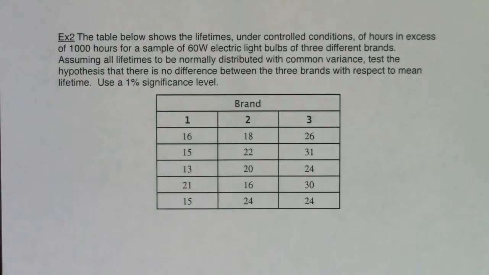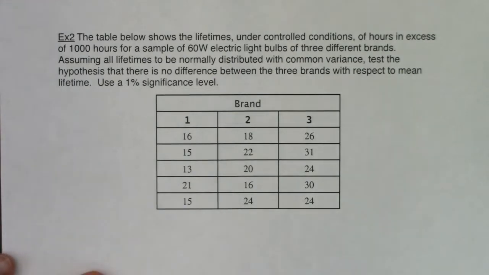All right, gang, here we go. Let's try and think about what is the variable in this problem. So the table below shows the lifetimes under controlled conditions of hours in excess of 1,000 hours for a sample of 60-watt electric light bulbs of 3 different brands. Assuming all lifetimes are to be normally distributed with common variance, test the hypothesis that there is no difference between the 3 brands with respect to mean lifetime. Use a 1% significance level.